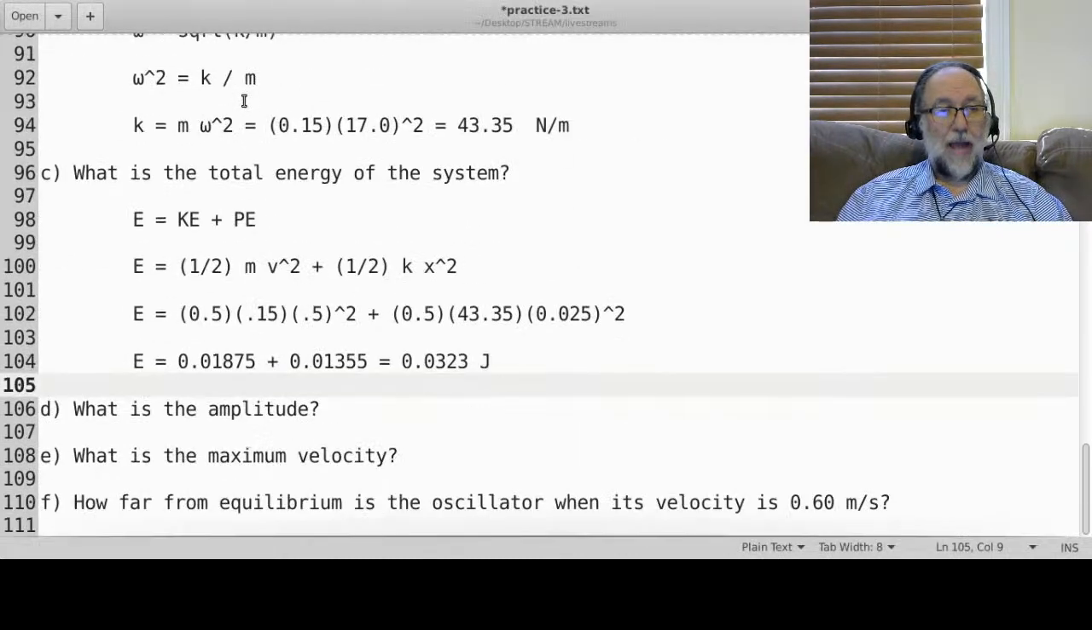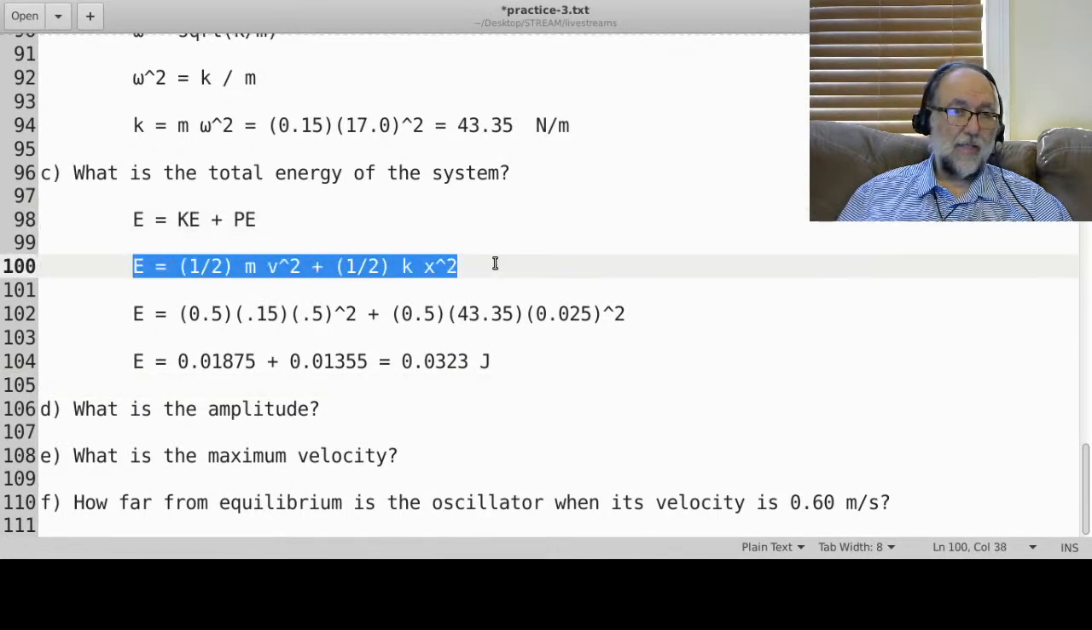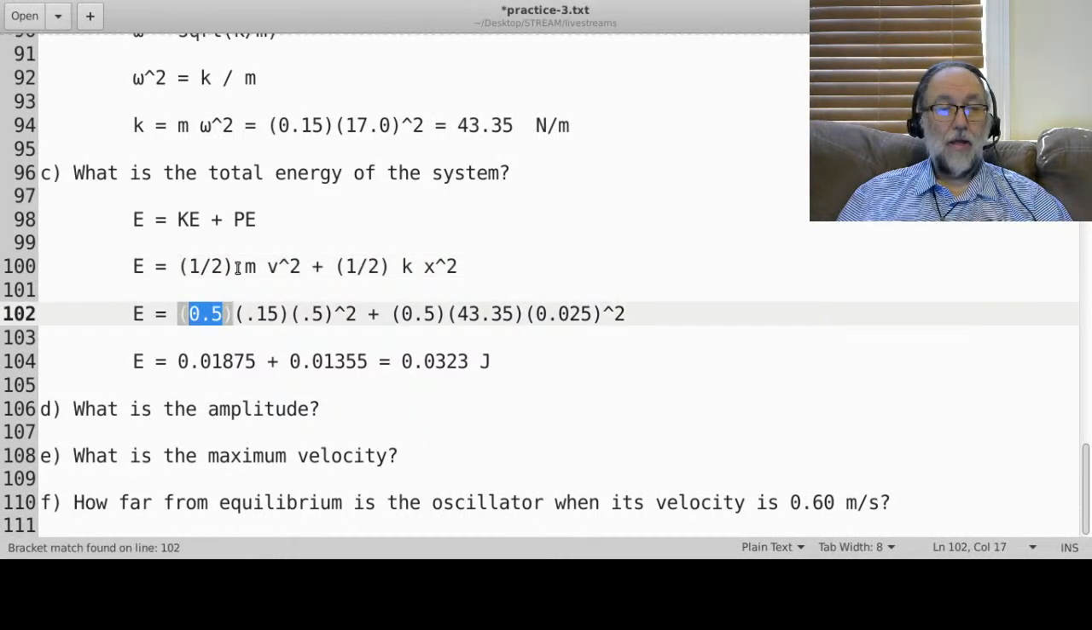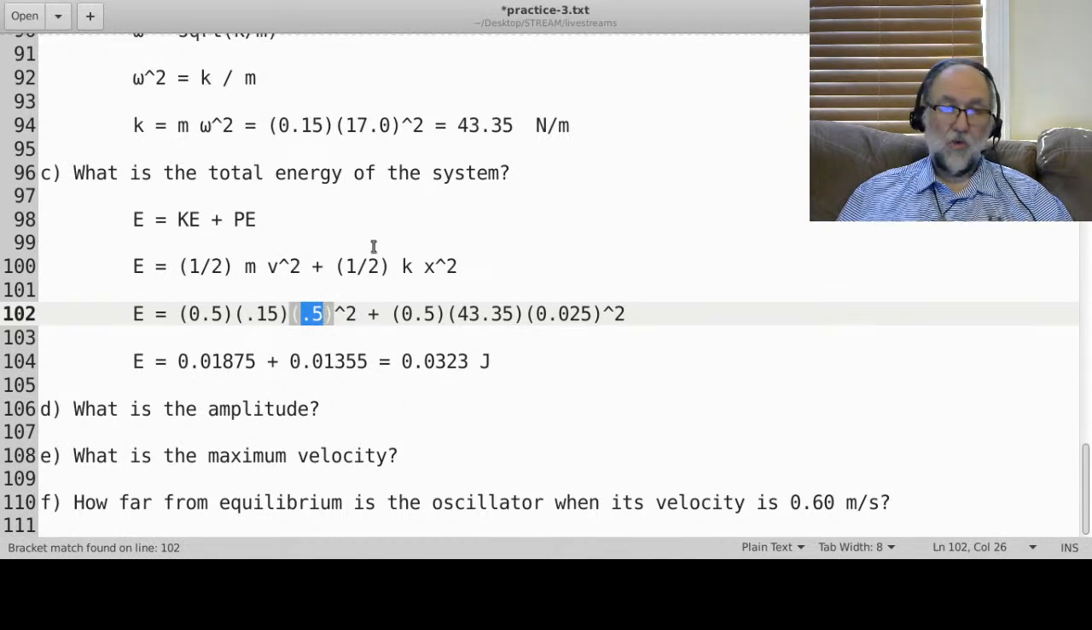All right, so let's go back here, and energy is kinetic plus potential. In this case, that's all there is. There's just a 1/2 mv squared for kinetic and 1/2 kx squared for potential. Plugging in those numbers, we have a half. The mass was 0.15 kilograms, and the velocity at that point is 0.5 meters per second. Okay, and then square it.